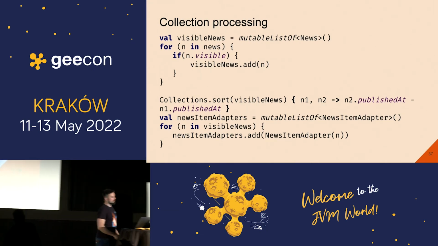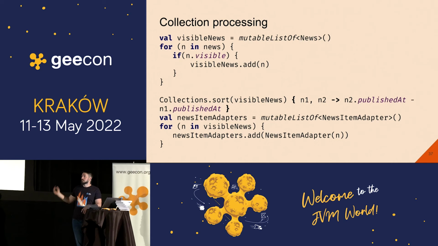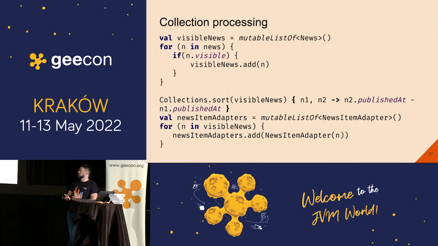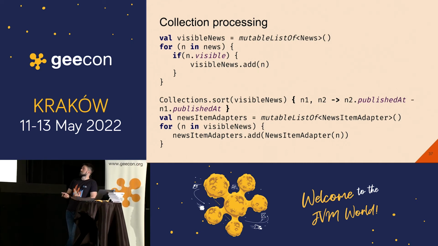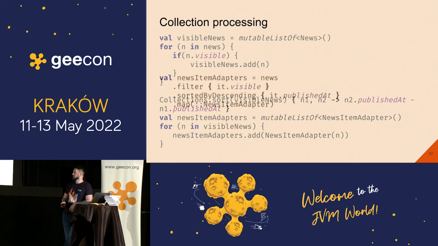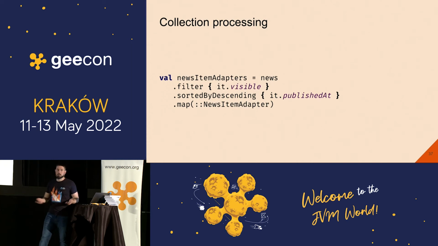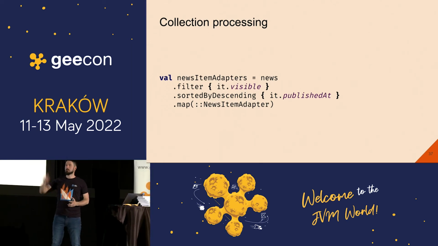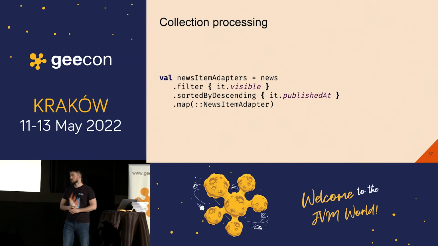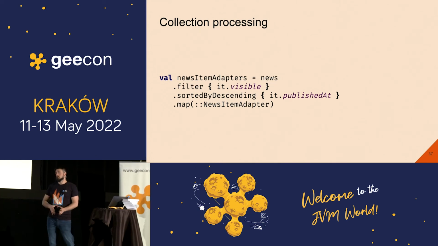not so long time ago, this is how a typical collection processing looked like in Java. This is how it looked like when Kotlin was still young. And Kotlin introduced collection processing functions that are known from functional languages like filter, sorted by, map, etc., that let us make it clear, concise, and readable.